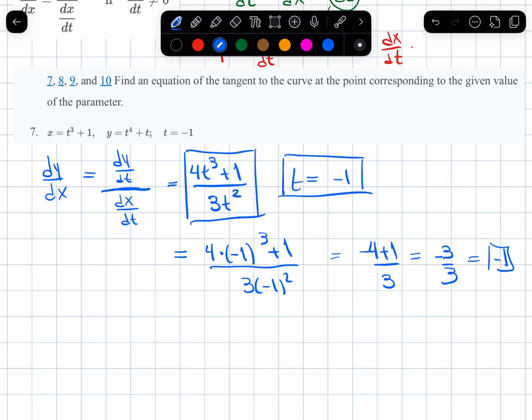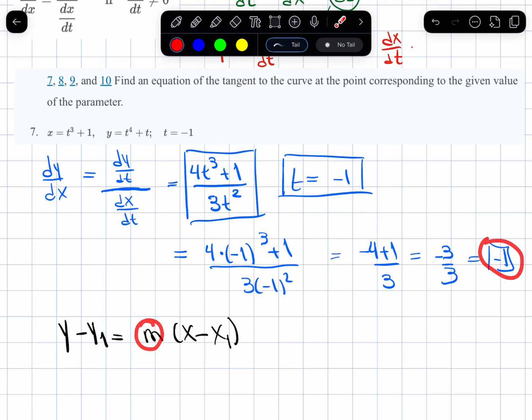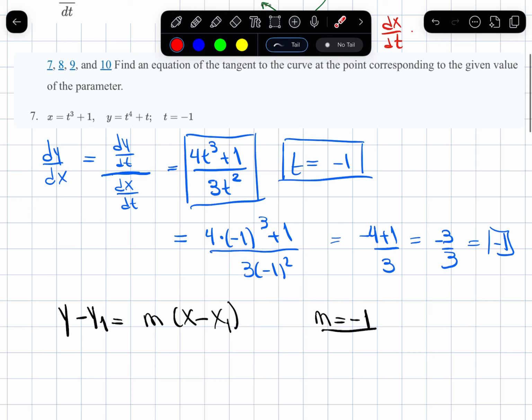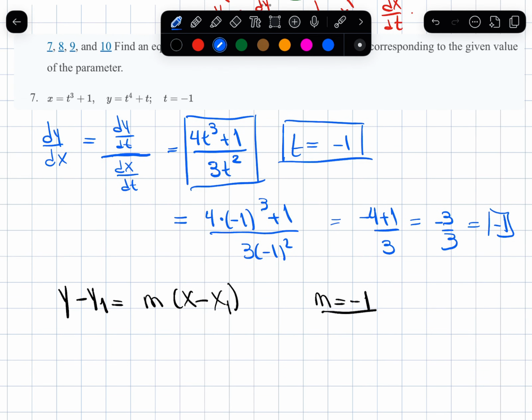And so if I remember the point-slope equation of the line, y minus y1 equals m times x minus x1, I've found m. m is -1 right now. But I still have to find these two values, y1 and x1, and these are just the values of x and y at this particular point. You can always just plug in x equals t cubed plus 1 at t equals -1. So you get -1 cubed plus 1. That will be -1 plus 1, that will be 0.